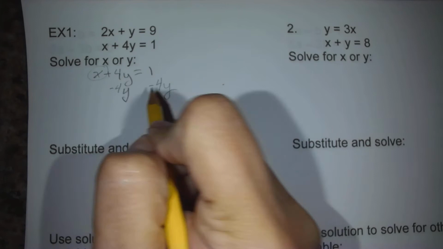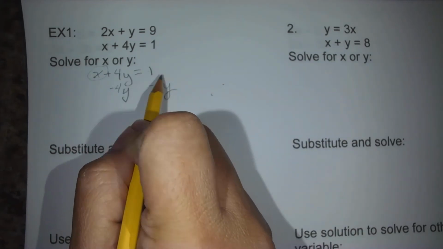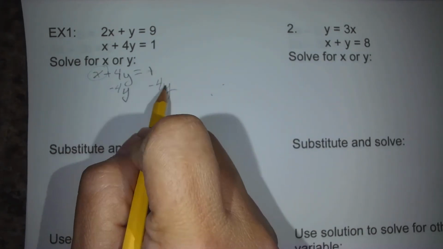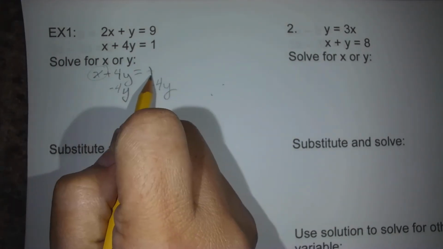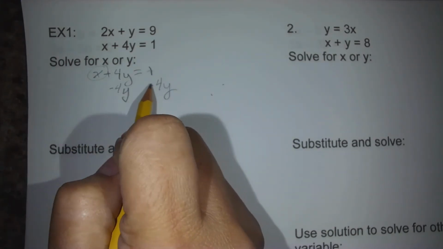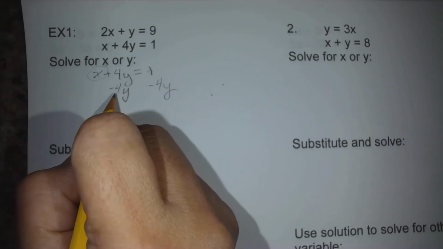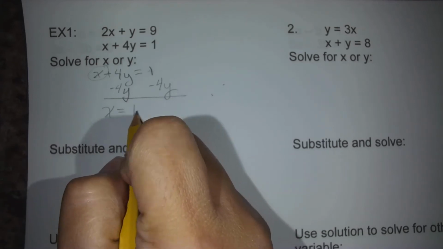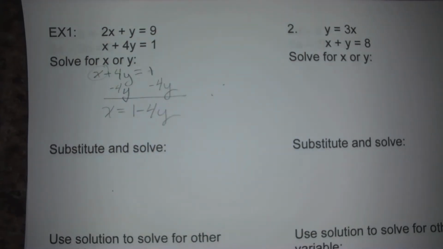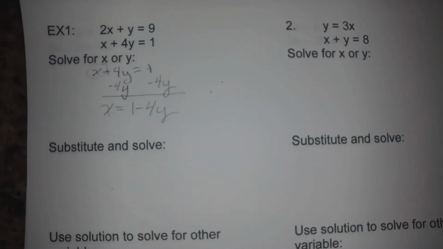because, well, are these two common terms? Are they like terms? No, they are not. This one has a y, that one does not. So we cannot combine them, so I do not write them one over the other. So I'm left with x equals 1 minus 4y. And I just finished solving for one of the variables.